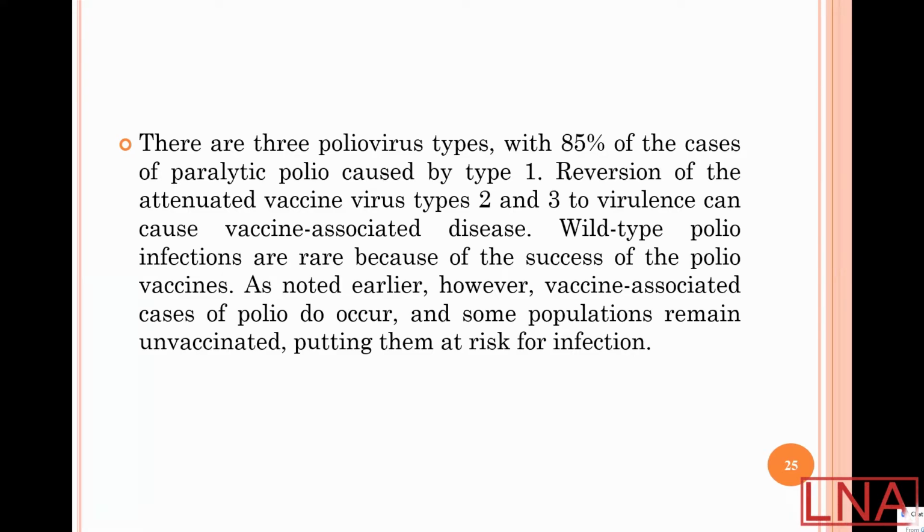Reversion of the attenuated vaccine virus types 2 and 3 to virulence can cause vaccine-associated disease, but not often paralytic polio. And while wild-type polio infections are rare because of the success of the polio vaccines, as noted earlier, vaccine-associated cases of polio do occur and some populations remain unvaccinated, putting them at risk for infection.